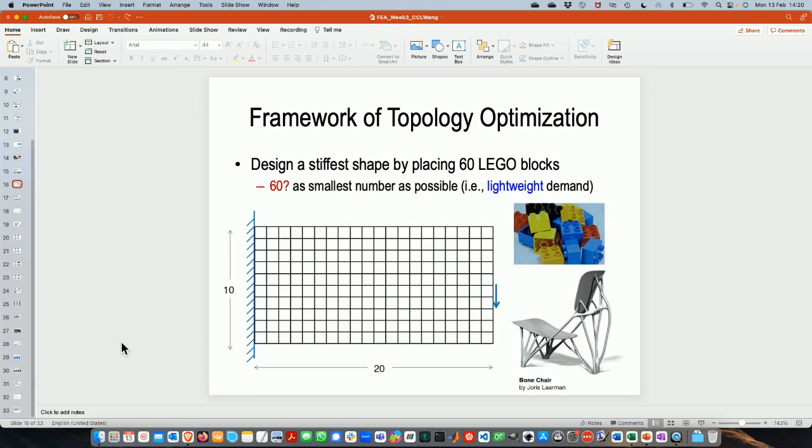Let's think that we have Lego blocks and a simple cantilever beam, a very simple case. Let's not even go into the chair that somebody designed. A simple cantilevered block, you're given Lego sets, let's say 10 by 20 units. You have a shear force at the end of it, and you want to see the best way to design that, what the best shape should be.